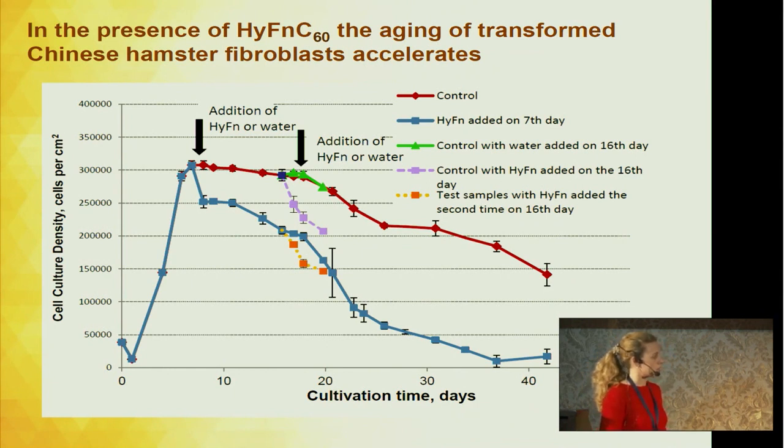Then on the 17th day, we did almost the same into the control cells. We added a portion of hydrated fullerene once more. So at first there was water, the second time there was hydrated fullerene. So you see that here on the 17th day there's also a decrease of the population. We also in some samples added a portion of water to be sure. Then we see that just water didn't have any effect on that.